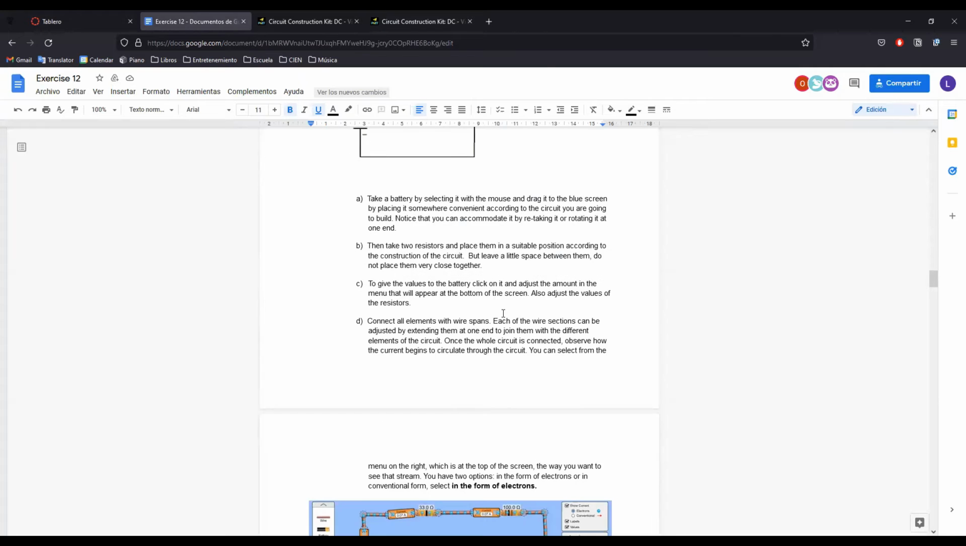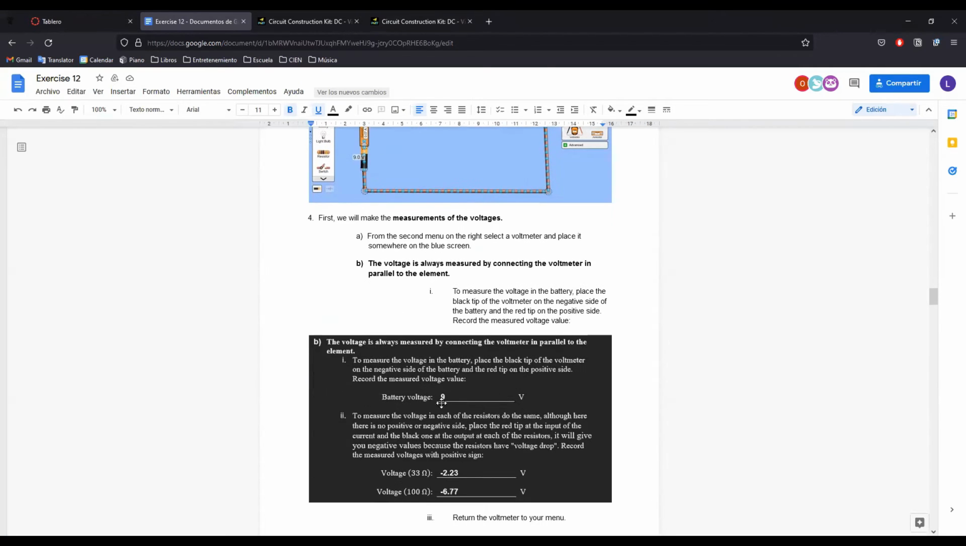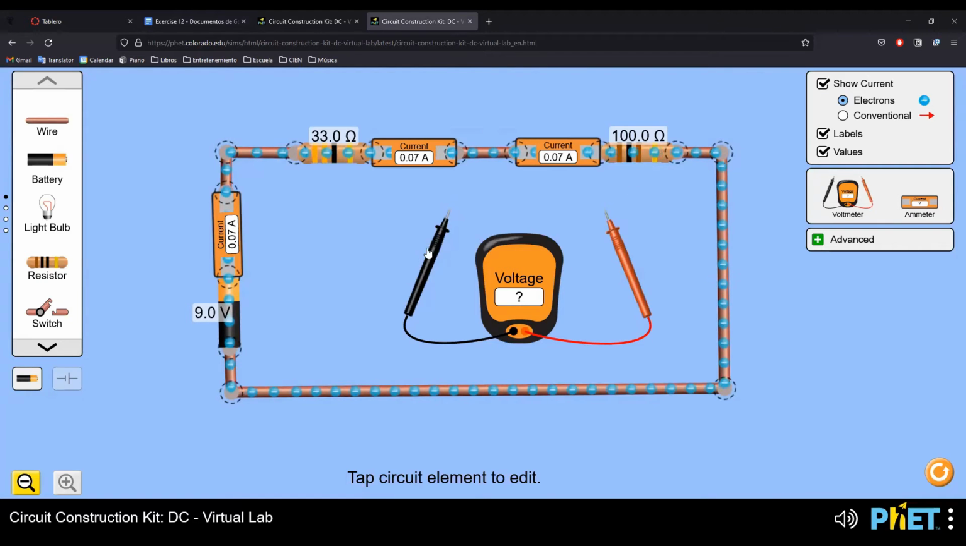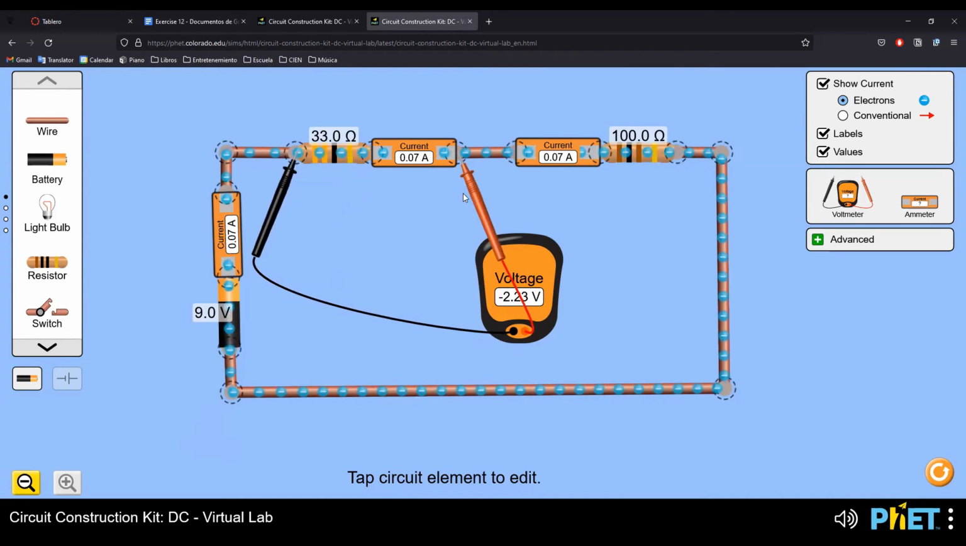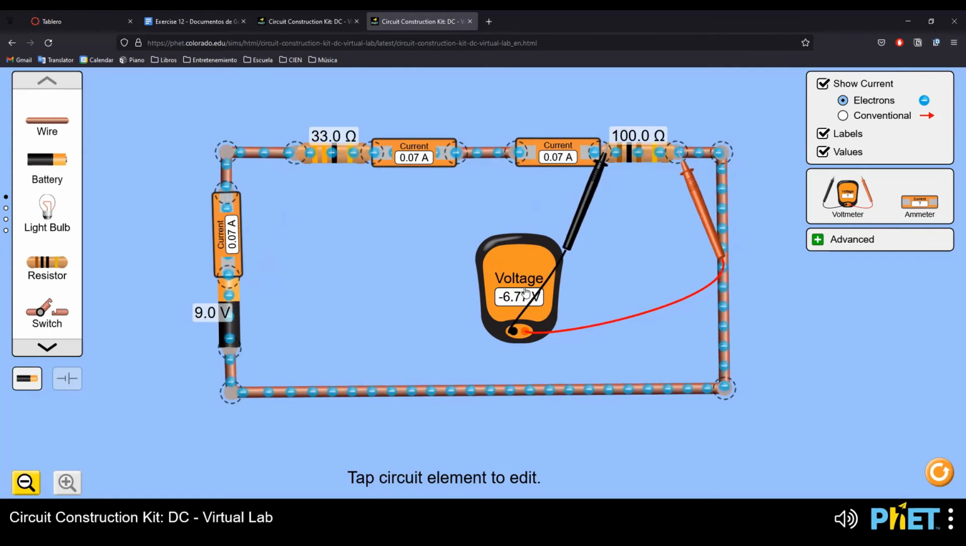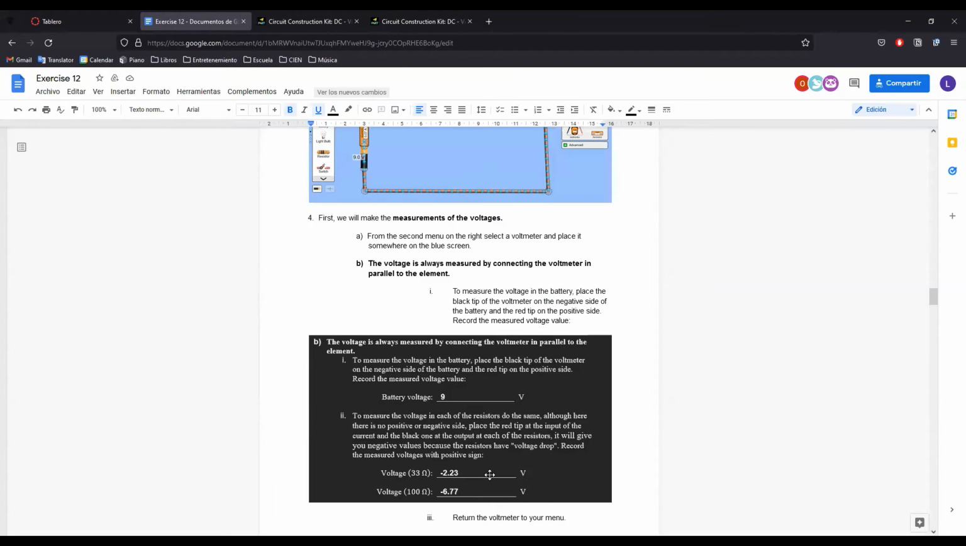And so we can come back here. It's going to ask us the value of the voltage on all the resistors. Here you can see that we put both here. The battery has 9. Here the resistor has a negative because it's resistant, so it needs to retain voltage. And for the other one, we have 6, and that's all we have here.